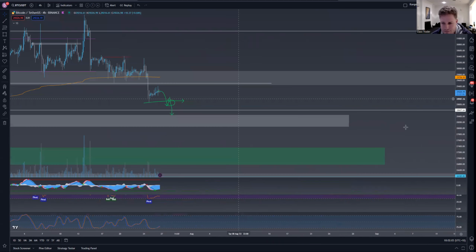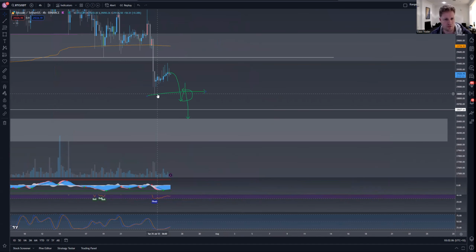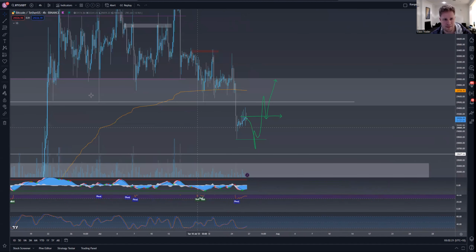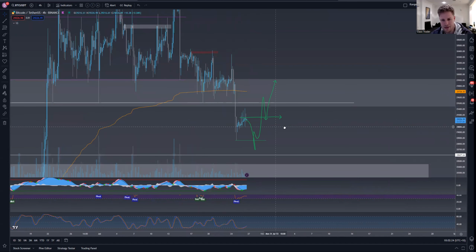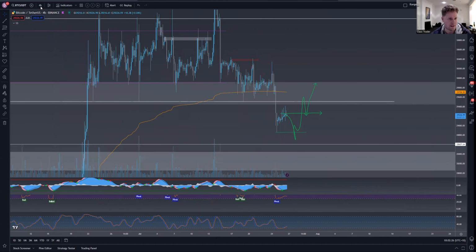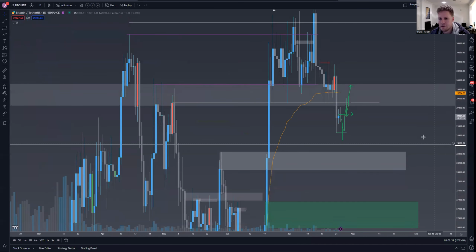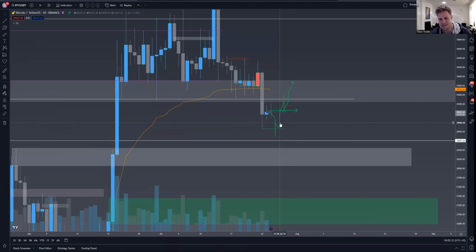So that would be a sweep of this low through here, right? Just going to delete this and draw it out for you one more time. That would be a sweep of the low through here like this, and reclaim that, and then flip that, and then reclaim this level through here. Now that's where it starts to get really interesting, and we need to start to see action happening on the daily time frame, okay? So we would need to see the key levels.